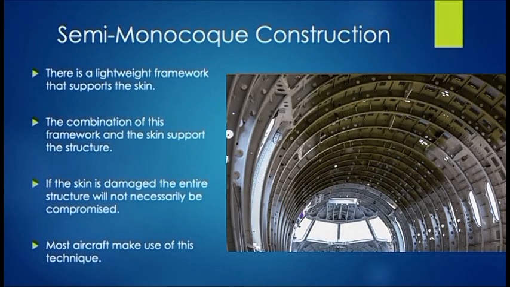And then we have a semi-monocoque construction. Okay, so the way this works is there's a lightweight framework inside which supports the skin, and it's the combination of the framework and the skin itself which will give the structure strength. Okay, so it's a combination between formers and skin that improves the strength of any structure. If the skin is damaged, that means not necessarily the whole structure will be compromised in strength, as it's got almost two layers of protection. And most aircraft make use of this technique as it offers the most redundancy if anything were to get damaged.